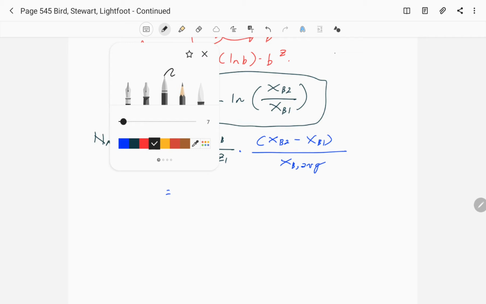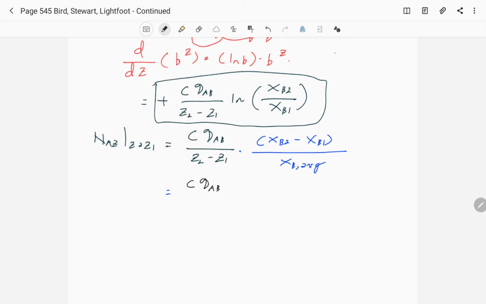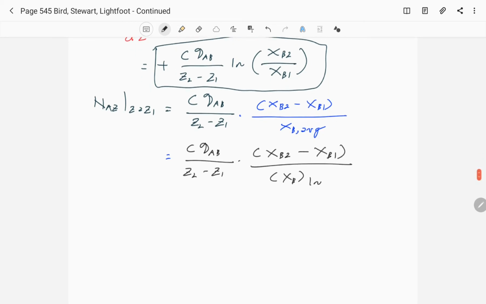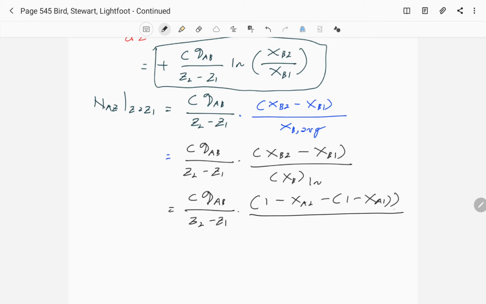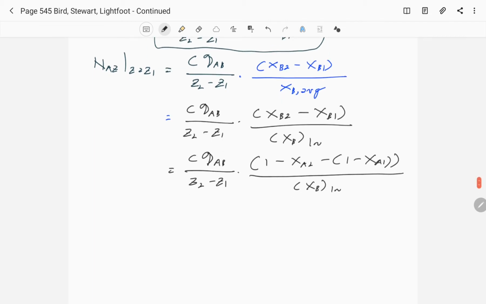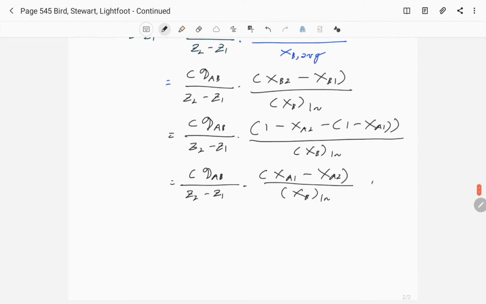So what you will have here will be C DAB over Z2 minus Z1 multiplied by xb2 minus xb1 divided by xb logarithmic. Or we can also express this in terms of Z2 minus Z1 multiplied by 1 minus xa2 minus 1 minus xa1, divided by xb logarithmic. So this will be equal to C DAB over Z2 minus Z1 multiplied by xa1 minus xa2 divided by xb logarithmic.